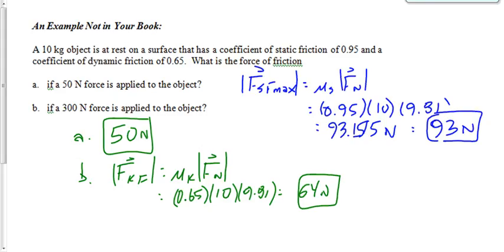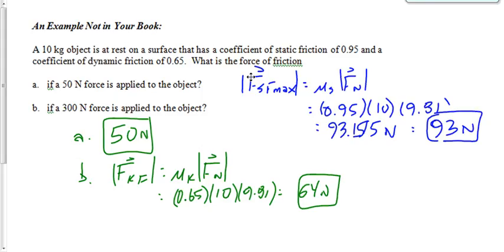All right, so what if I applied a force? Now that we have all this information on the board, we can answer a few more questions. What if I applied a force of 20 newtons? What kind of friction would we have? Static, and what would its value be? 20. What if I applied a force of 91 newtons? What kind of friction would I have? Static, what would its value be? 91. What if I applied a force of 95 newtons? What kind of friction would I have? Kinetic, and what would its value be?